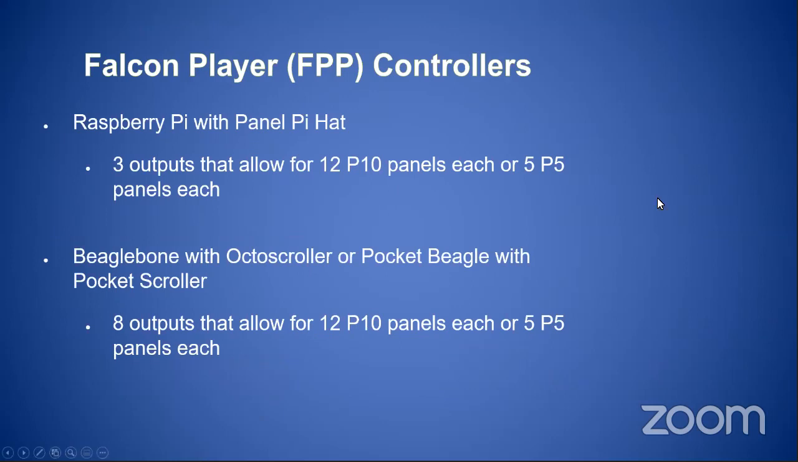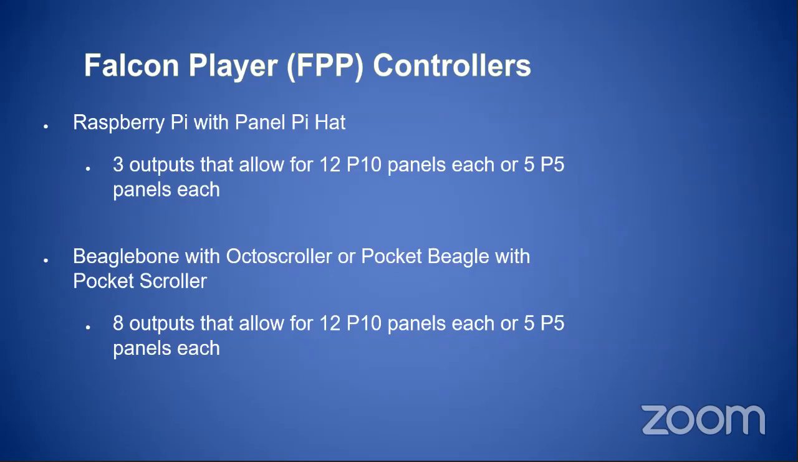The Falcon Pi player, which we're going to focus on, you can do it with a Raspberry Pi, with a Pi hat. The Pi hats usually come in 2 variations. It's either 1 output or 3. The 1 output is typically used for a Raspberry Pi Zero. And they usually have the 3 outputs that are good for 12 P10 panels or 5 P5 panels on each output. And then you've got the BeagleBone with Octoscroller, or the Pocket Beagle with the Pocket Scroller.